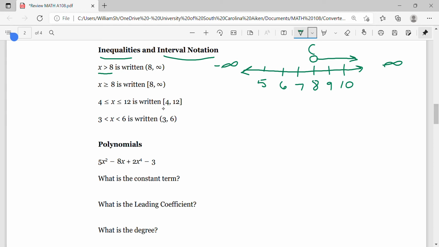you can see the arrow going up to infinity.